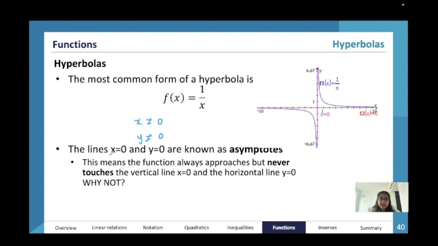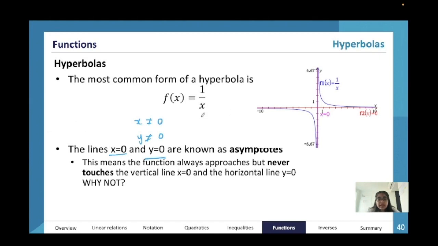These lines, x equals 0 and y equals 0, are actually called asymptotes. You might have heard this term before. Asymptotes basically mean a line that the function gets close to. So the function is getting closer and closer and closer to the line, but it just never touches that line.